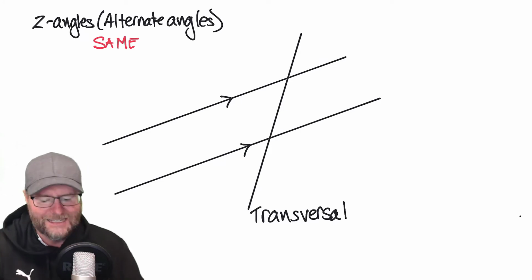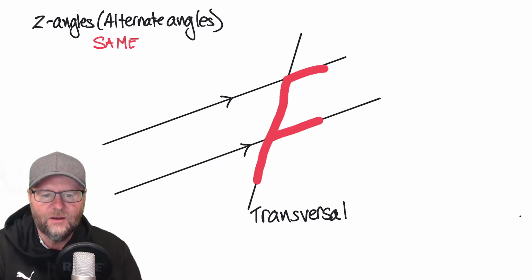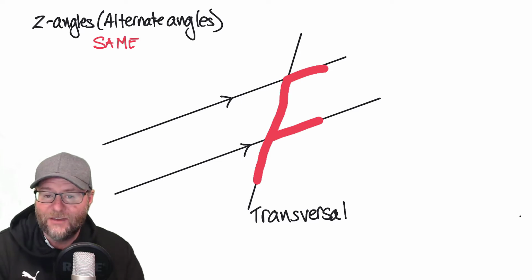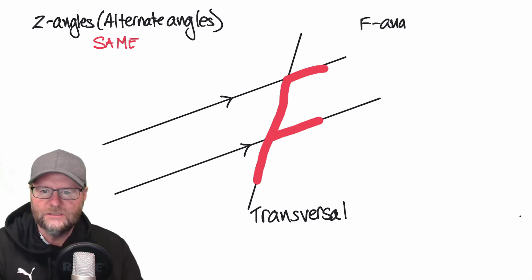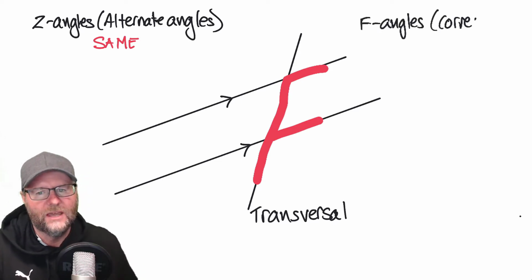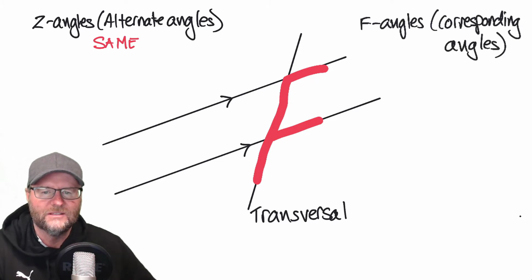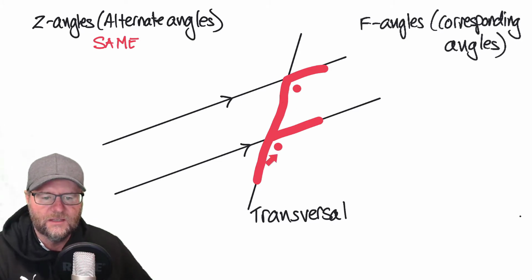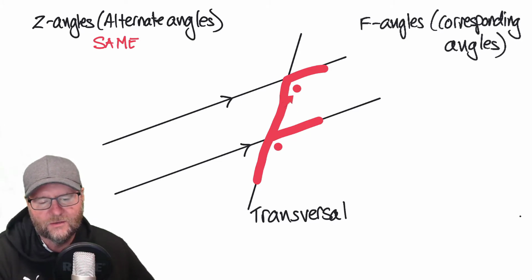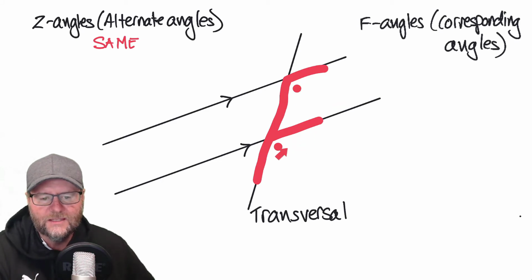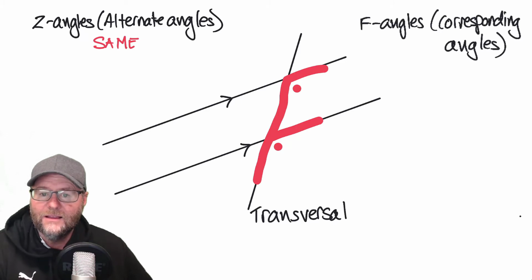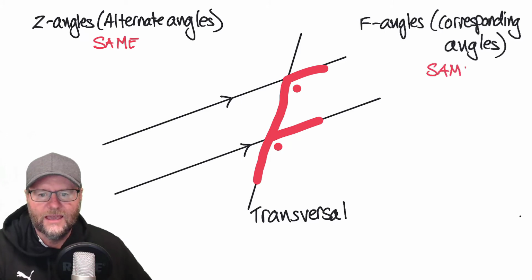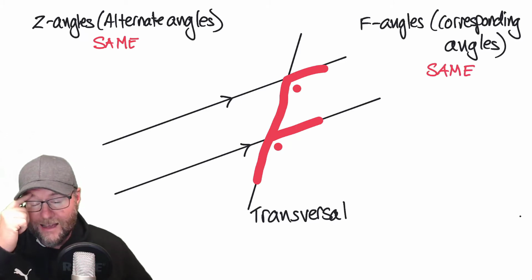What other letters can we see on here? Well, there's one that jumps out at me there. It's the F. And those F angles actually have a mathematical name called corresponding angles. Right? And it's the angles that sit under the bars of the F, like in here. You'll see that they both shoot off in the same direction. So the angles under the bars of the F are the F angles, and they also are the same.